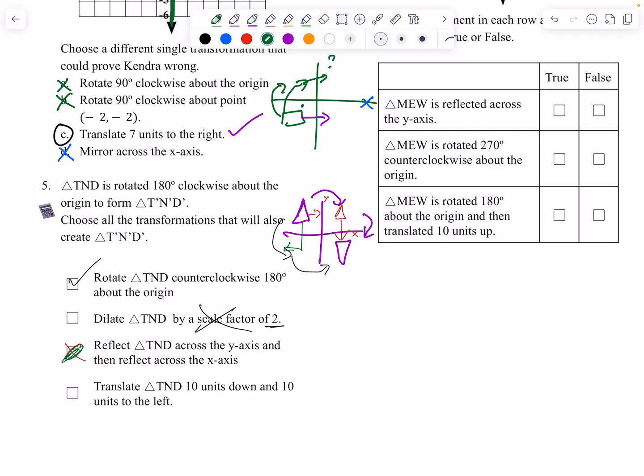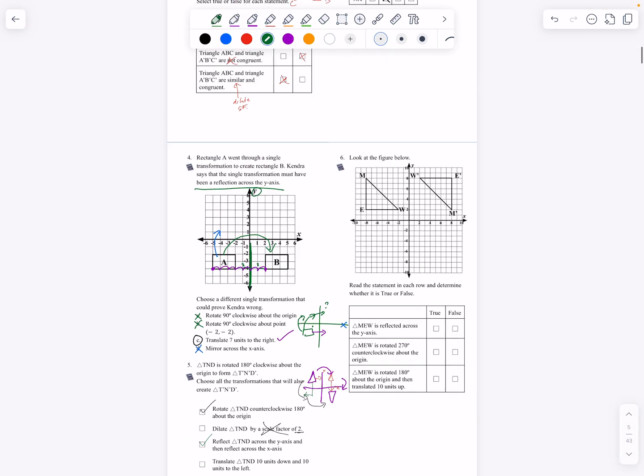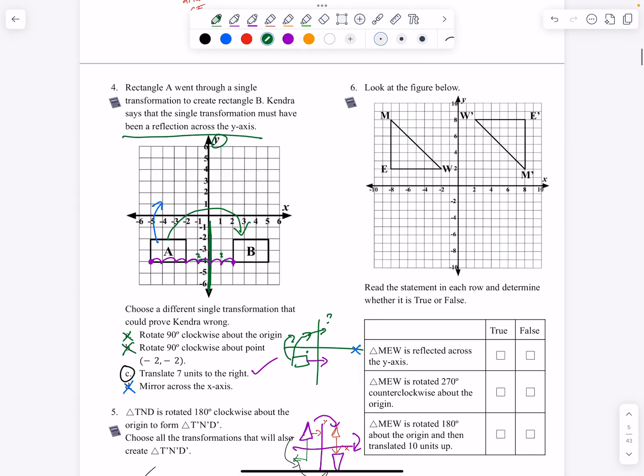Okay, and I don't want to put an X because some of you guys are like, that's wrong. No, it's correct. Okay. All right, here's the next one. Look at the figure below. Okay, so I got mu and mu prime. Read the statements of each row and determine whether it's true or false.